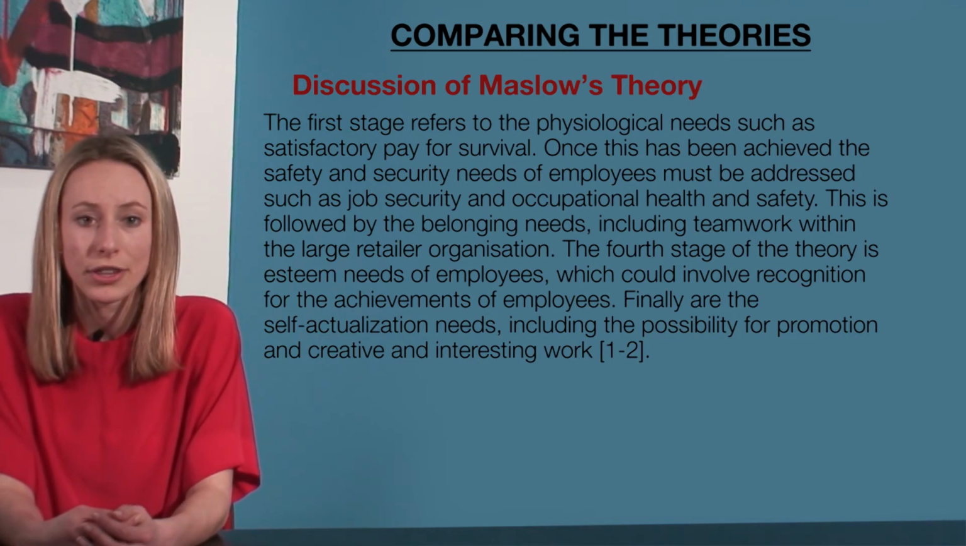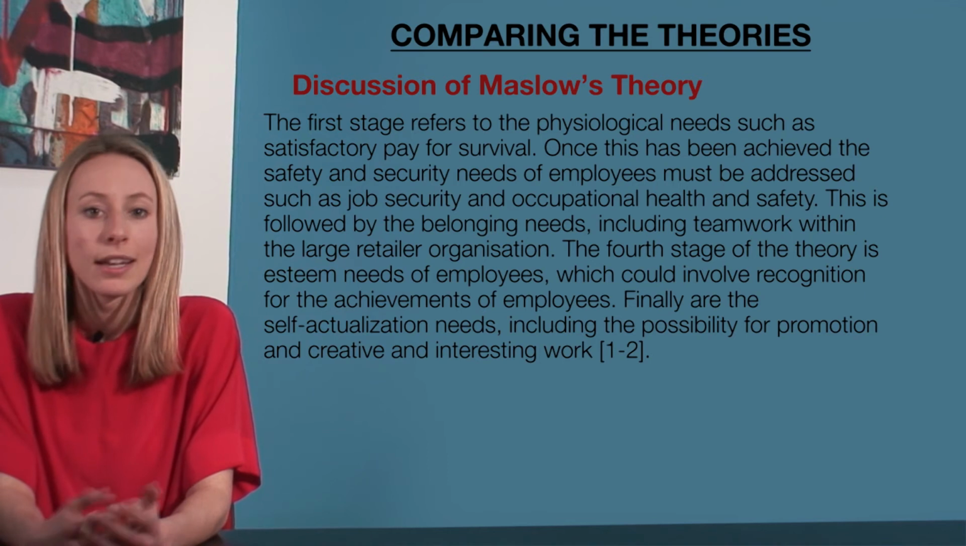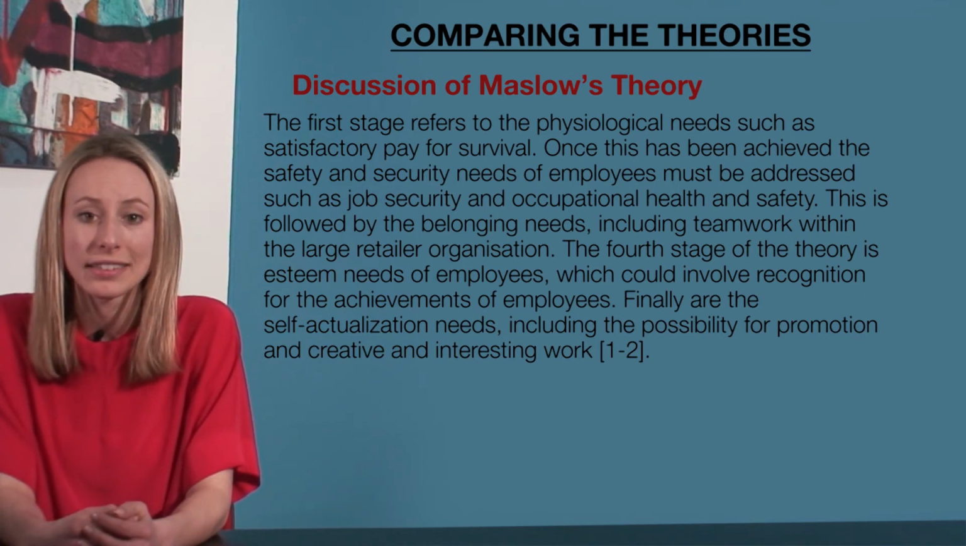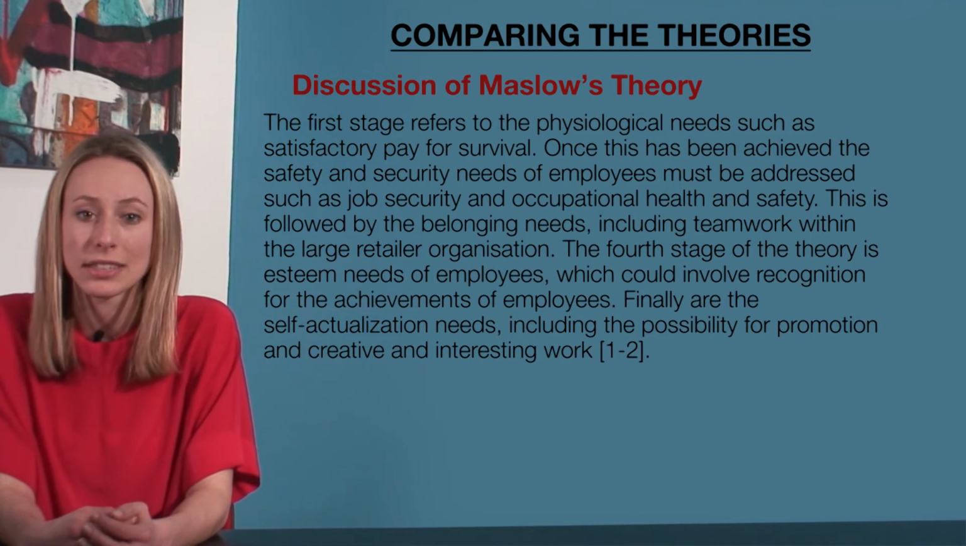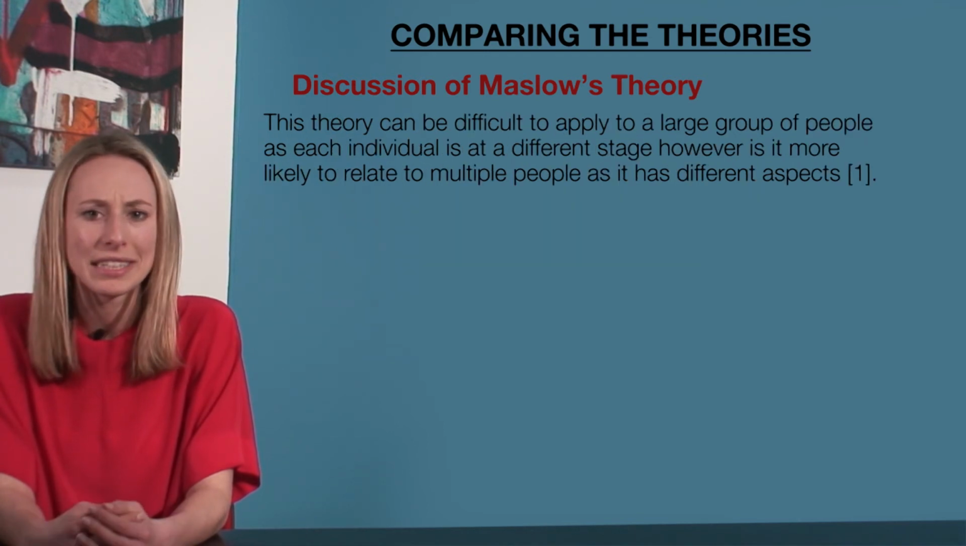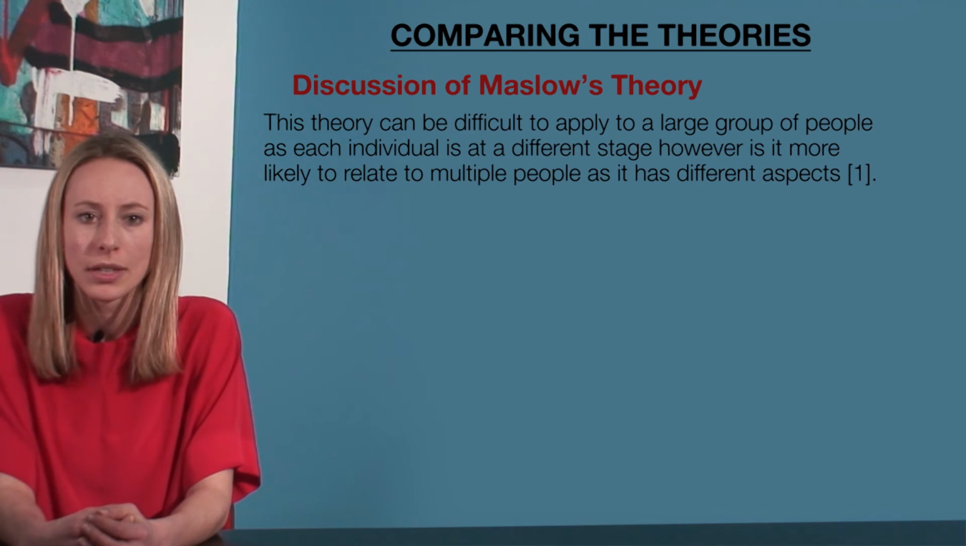The 4th stage of the theory is esteem needs of employees, which could involve recognition for the achievements of employees. Finally, there are the self-actualisation needs, including the possibility for promotion and creative and interesting work. This theory can be difficult to apply to a large group of people, as each individual is at a different stage.